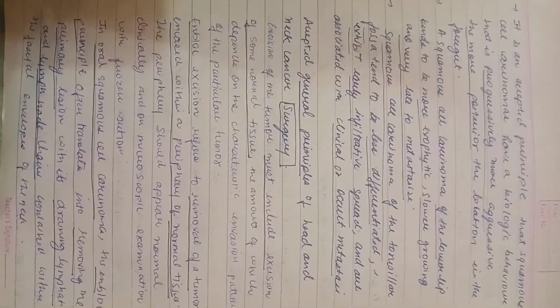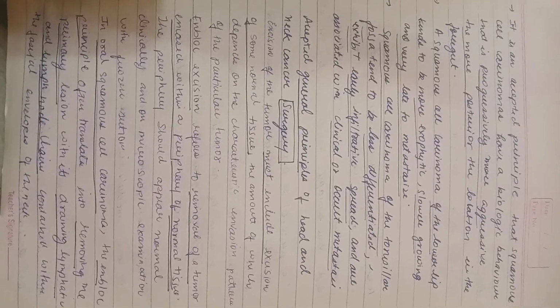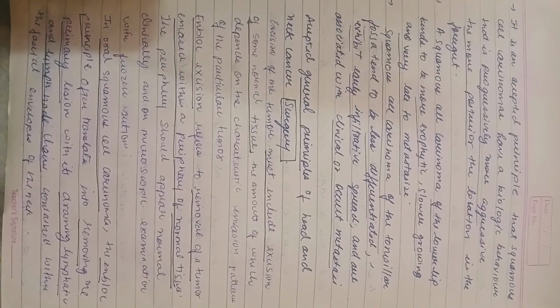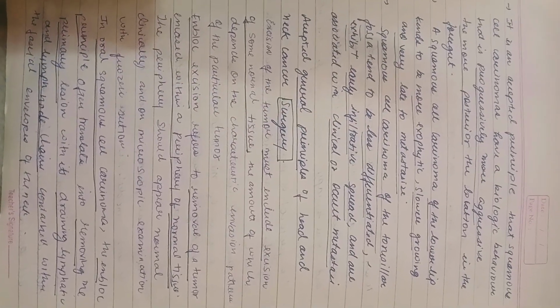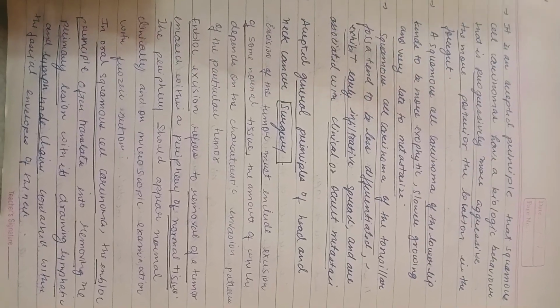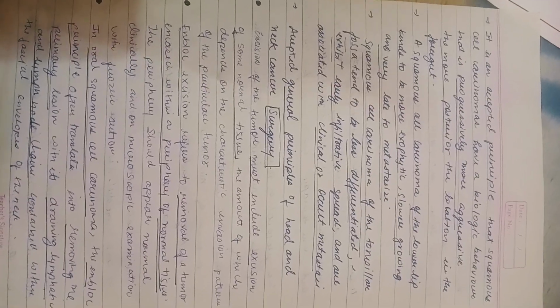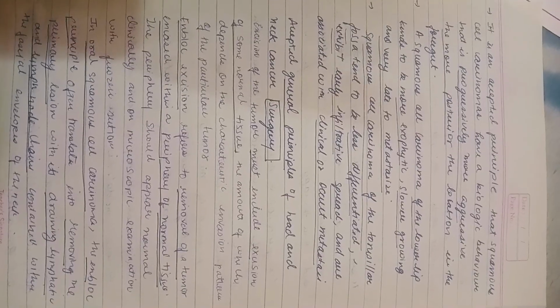Now, en-bloc excision refers to the removal of a tumor encased within a periphery of normal tissue. En-bloc excision भी उसी को बोलते हैं, that is the removal of tumor encased within a periphery of normal tissue. The periphery should appear normal clinically and on microscopic examination with frozen section.